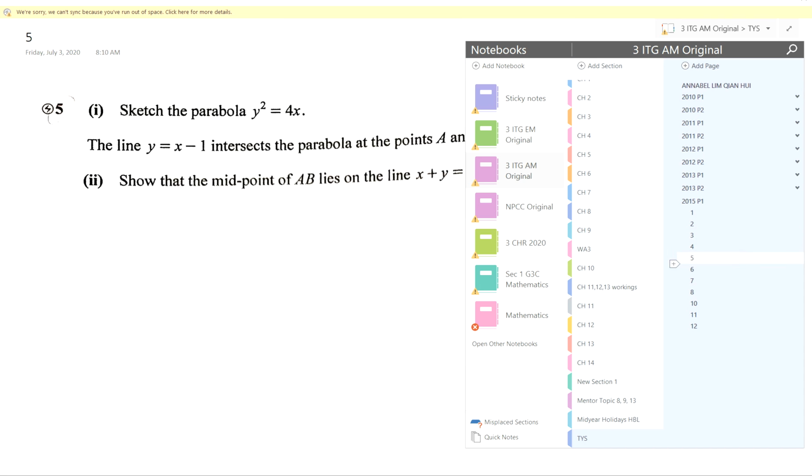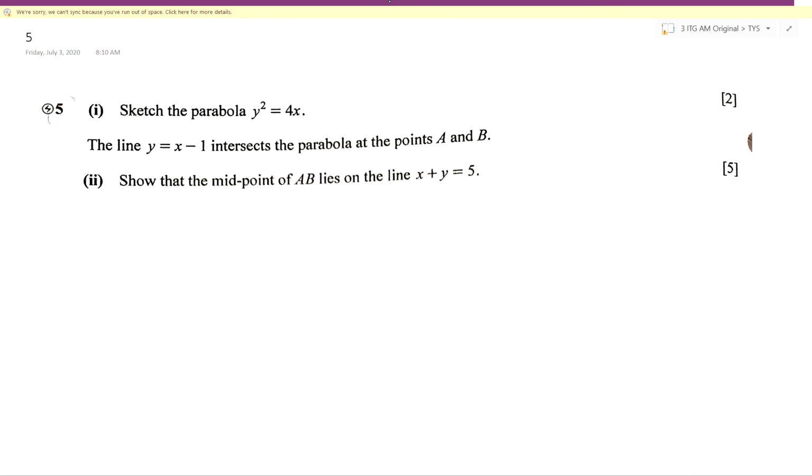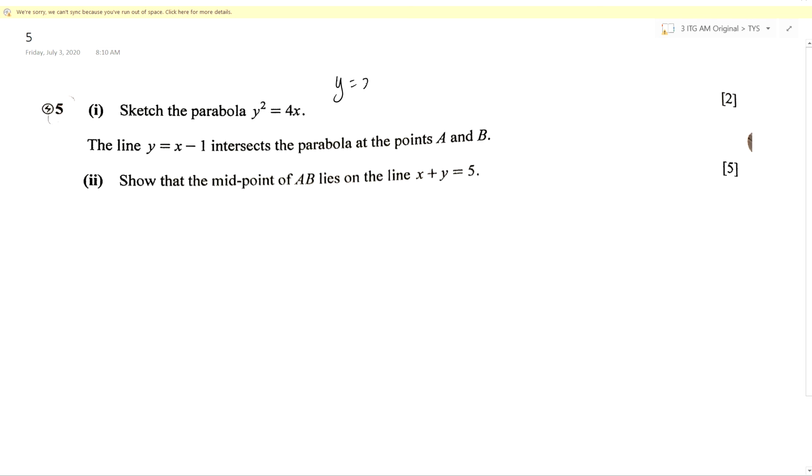Next question. Sketch the parabola y squared equals 4x. If it were changed to y equals 4x squared, I'm sure you know how to do it. It's a parabola that looks like this. But now, the x and the y kind of switch places. So our parabola will now open to the right. We can plot this out for ourselves also. For every x value, we will have corresponding values for y.